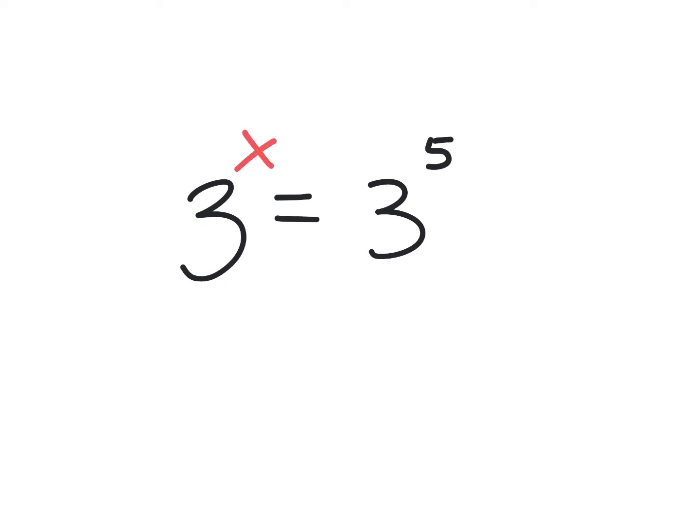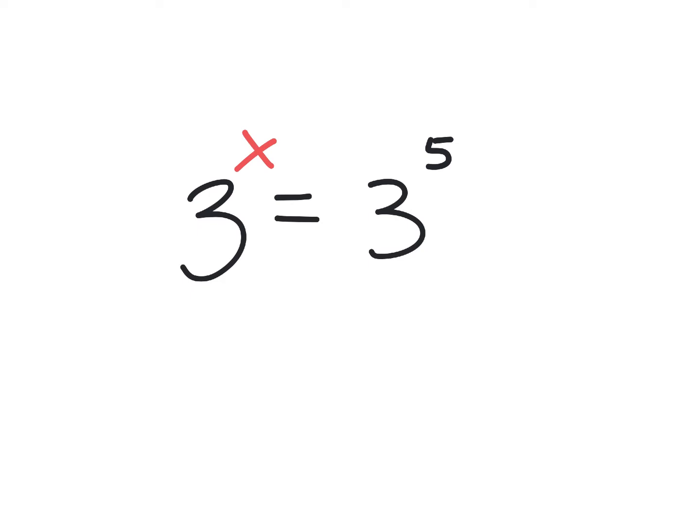I'll give you another one like that. 3 equals 3 to the 5th, but I'm going to put an x here. I don't think I can fool you this time. What's x got to be? 5. Okay? All right.